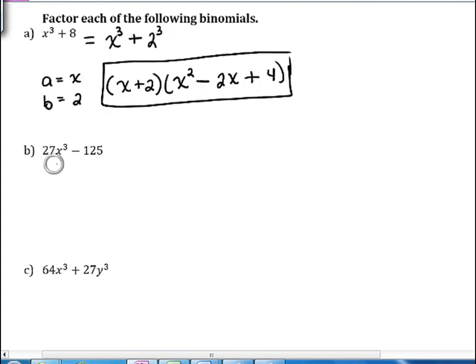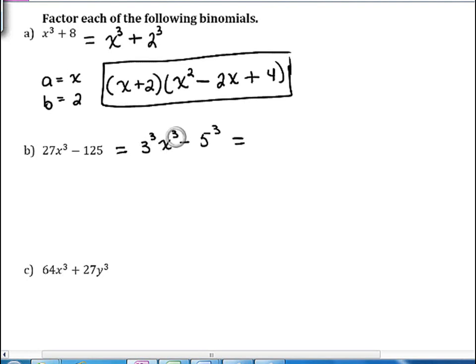Example B, 27x cubed minus 125. Again, I think it's easiest if we write this as things being cubed so that we can figure out what our a and our b are. The number that we have to cube to get 27 is 3. And so we have 3 cubed times x cubed minus, the number that we would cube to get 125 is 5. So it's minus 5 cubed.